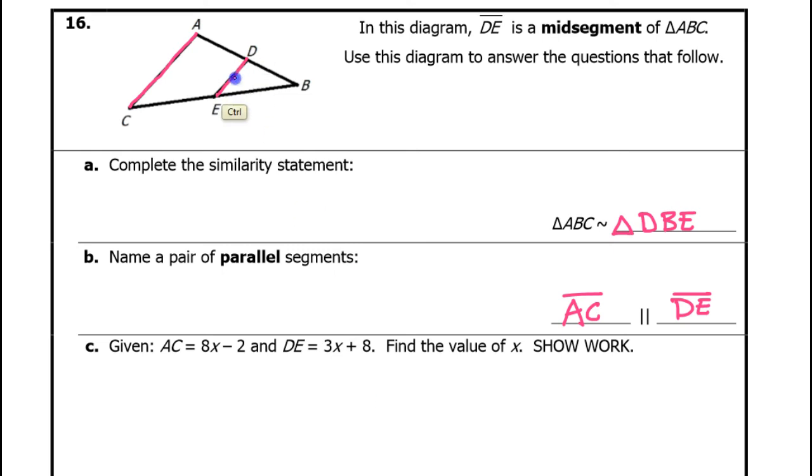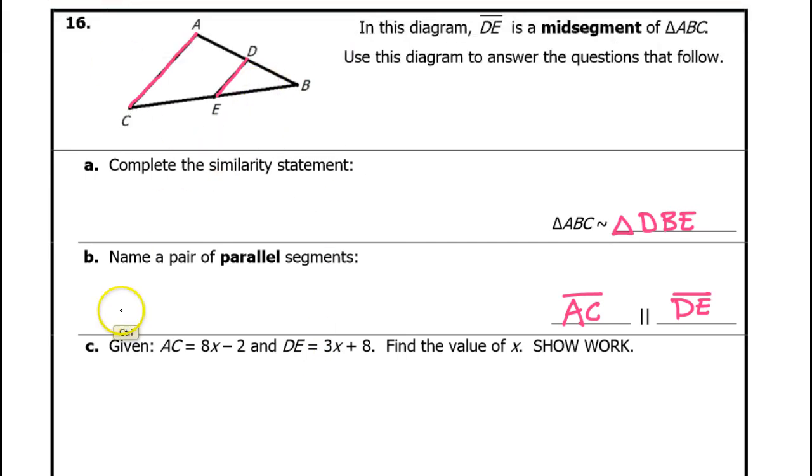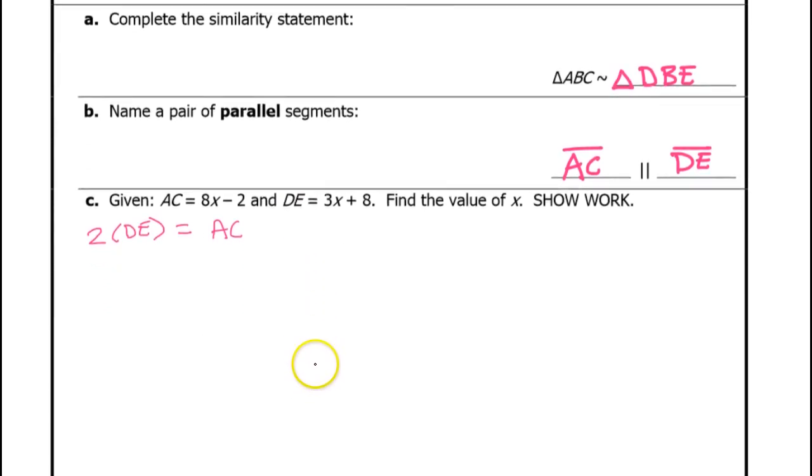Now, we know that the mid-segment is always half the length of the parallel side. So these are not equal, so I'm not going to take these two and set them equal to each other. That would be a common mistake. Instead, if I double the mid-segment, so if I take 2 times DE, it should equal the parallel side. So that's what I'm doing.